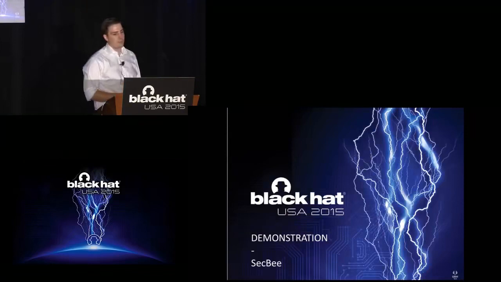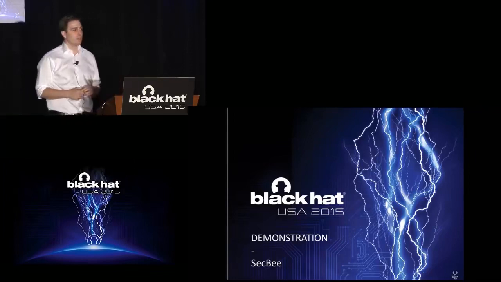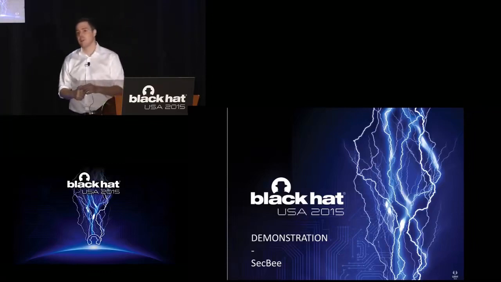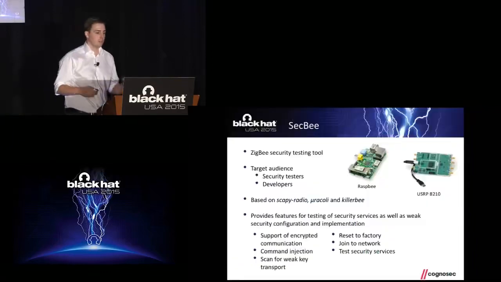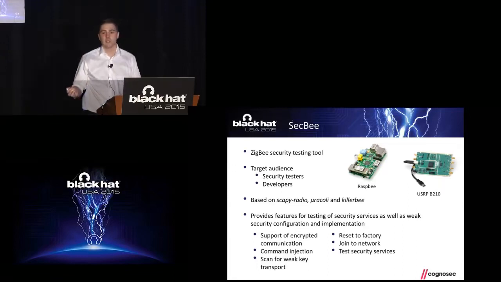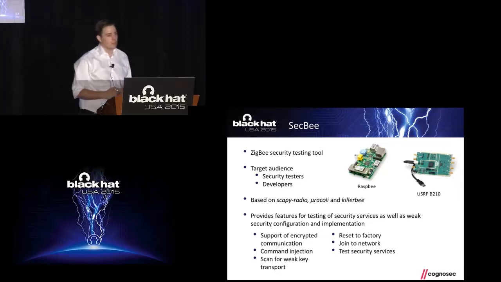So now we come to the fun part, to a demonstration. We had to build a new tool for that kind of stuff. ZigBee testing tools are out there, but they were not really sufficient for our needs. We had to build some additional stuff, merge them, take the best of them and do a new one. Our target was to make some kind of automated scanner, also targeted for developers, so they could check their implementations of the security service and that kind of stuff. Our tool is based on ZigBee Radio, KillerBee, and Miracoli. As I said before, we merged them and extended them.